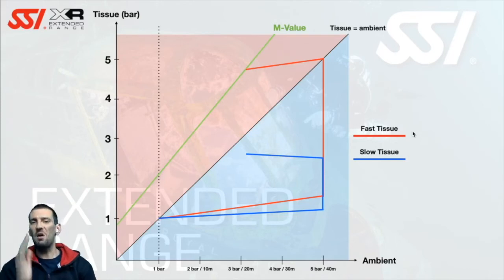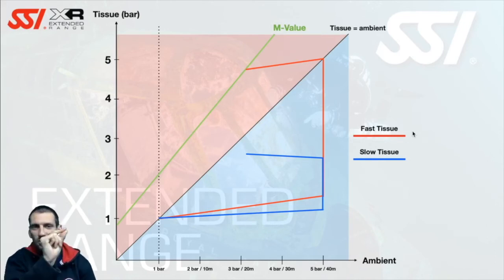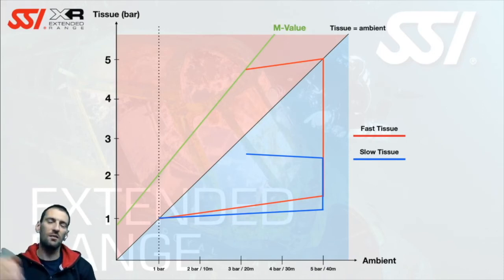There's always one that is stopping us. We call it a leading tissue. So there's always one of the 16 Bühlmann tissues that is always a leading one. It means this is the one that is touching the M value line. There's always one. So in this case, let's say we start to stop. This is more or less a 20 meters stop.